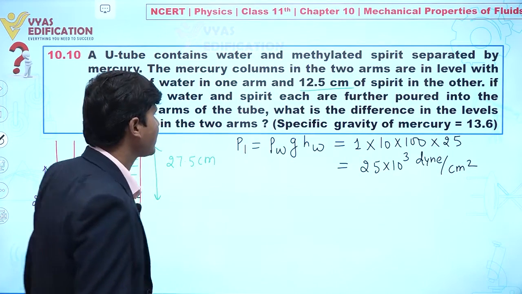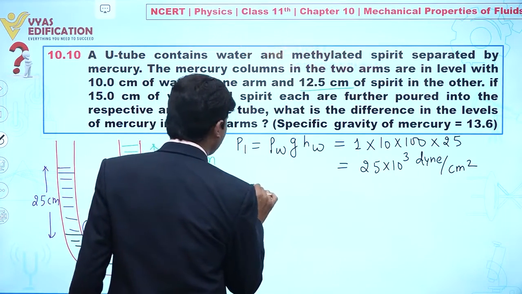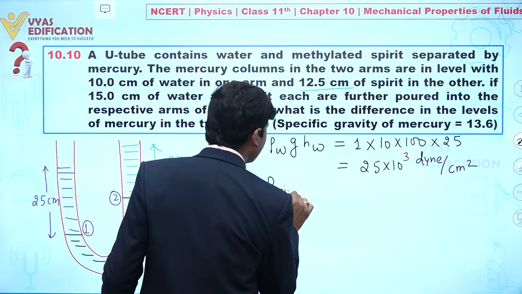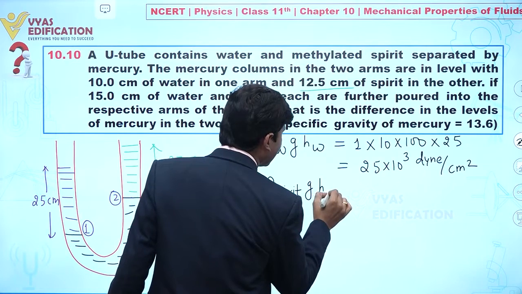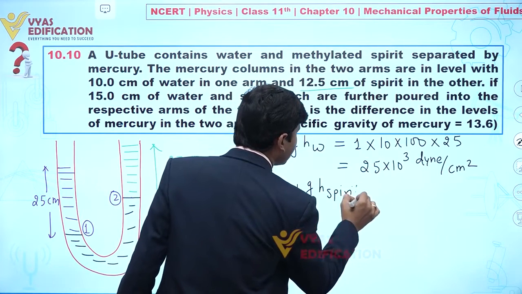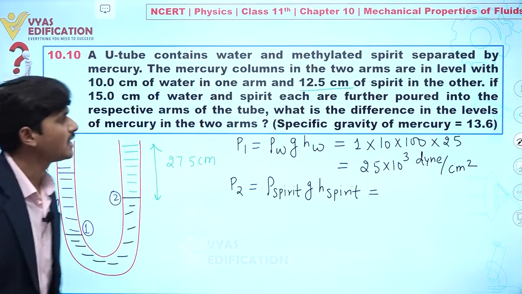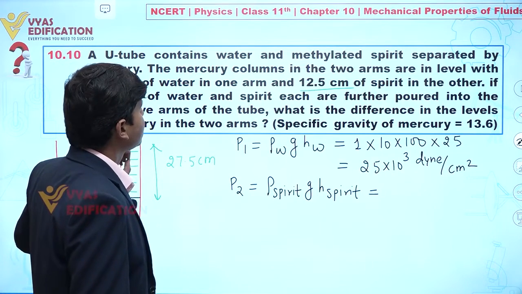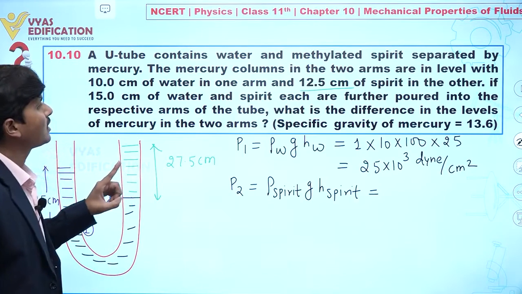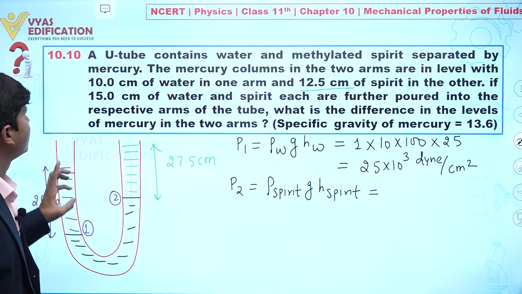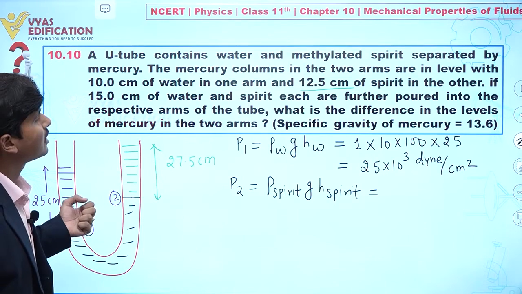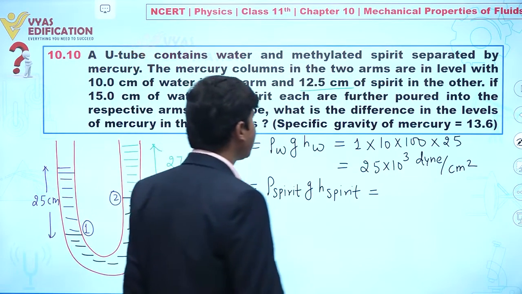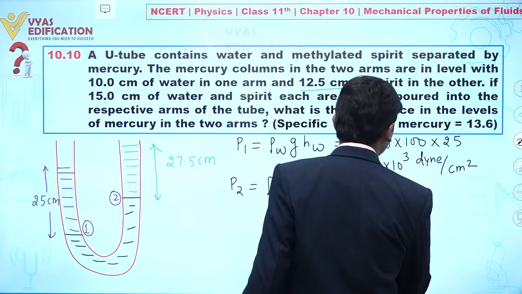Now we can also calculate the value of P2. It is the density of spirit multiplied by g and h of spirit. The density of spirit is given to you. Actually we calculated it in the last question, this is 0.8.